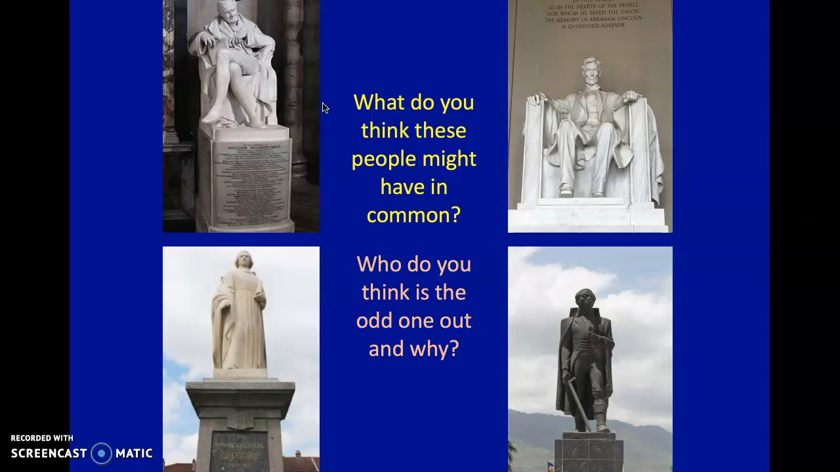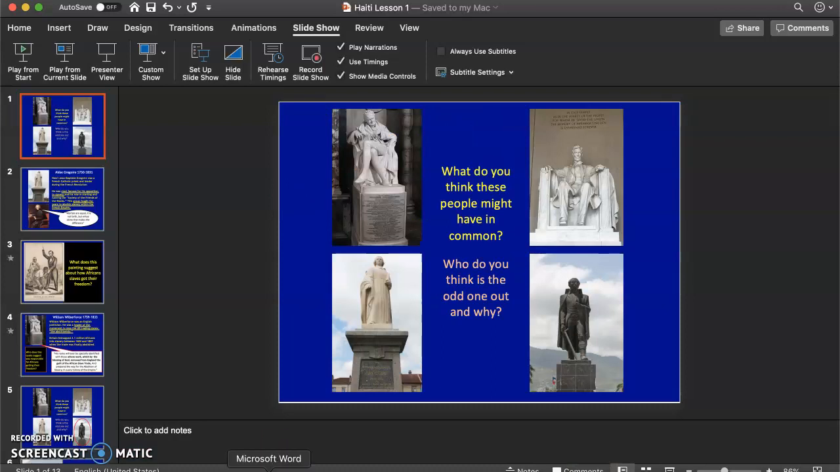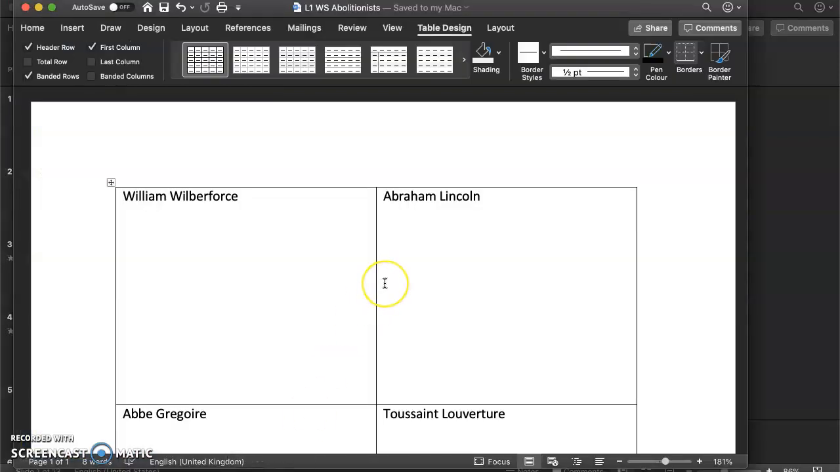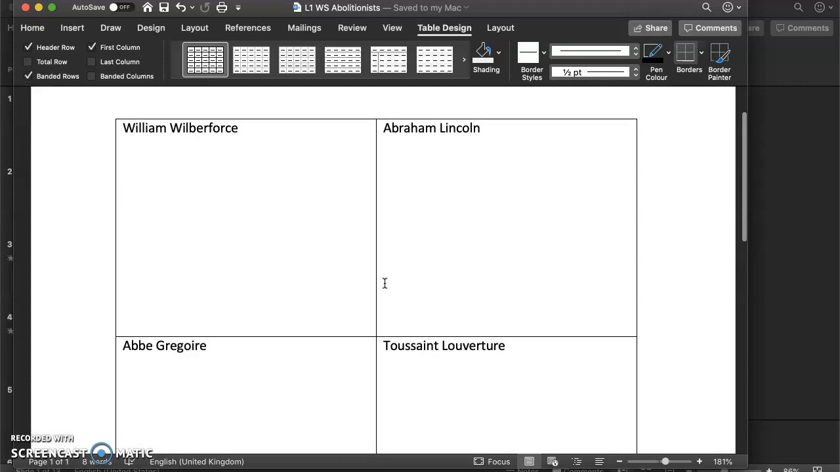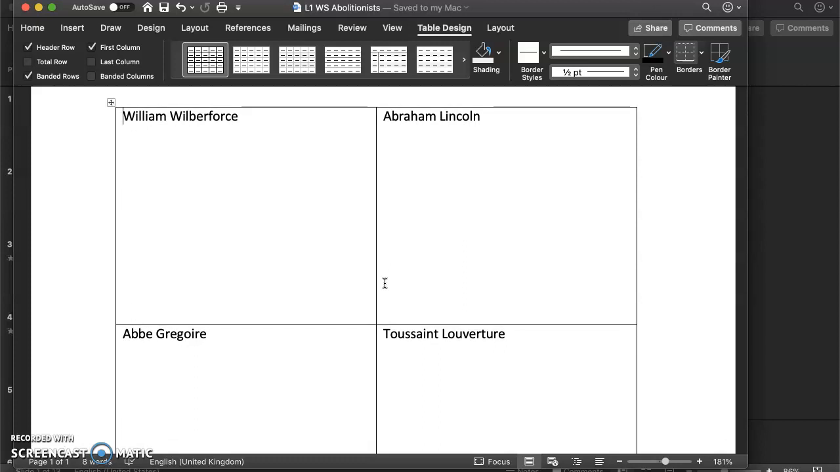What I also want you to do at this stage is to open up the Word document. You can see here the four names of the people that you saw on that first slide, and you're just going to take down some key details about them as I talk you through them.